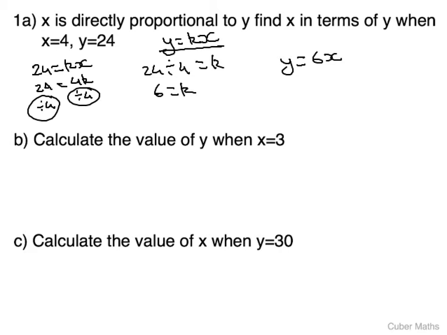So what they want us to do is use the equation we just came up with, so y is equal to 6x, and find a value for y, but they've given us the value for x, so all we need to do is substitute that into where it says x in our equation. So we're going to end up with y is equal to 6 times by x, which is 3, so 6 times by 3. So y is equal to 18.